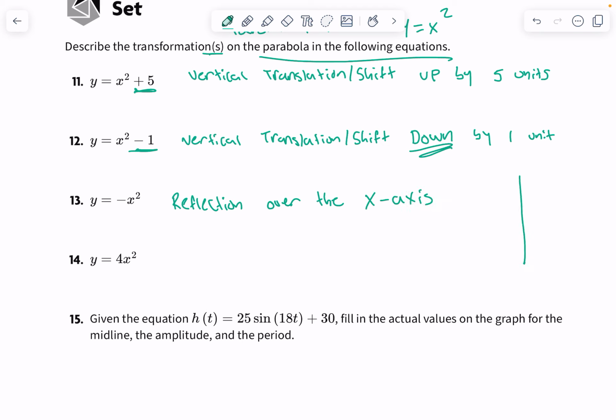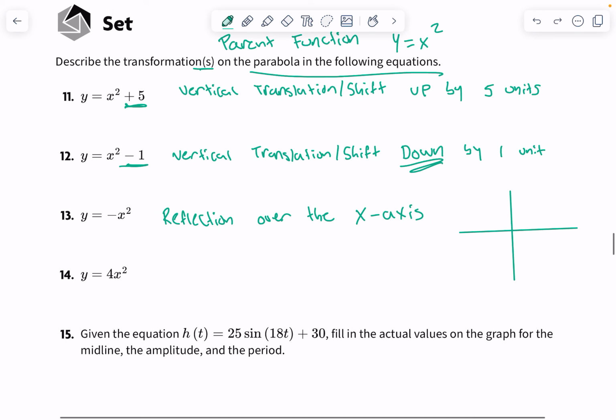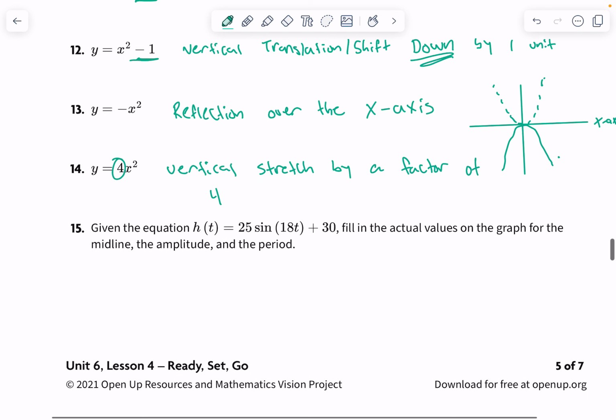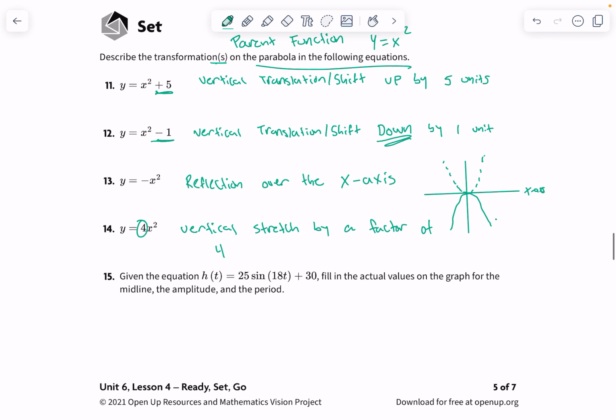So let's draw a little picture here, just so we can see it. Negative x squared is something like this, right? My original parent function is here, so this is my x-axis, and it's reflected over this, okay? There's a 4 there, that is a vertical stretch, right? So it's a vertical stretch by a factor of 4. Okay, cool. That was pretty straightforward.